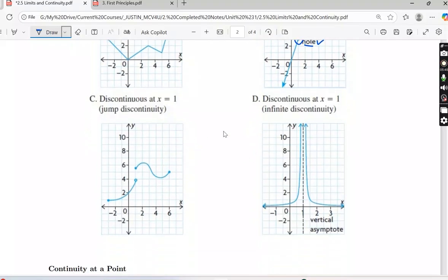Here's a jump discontinuity. That's when we approach a point, and then it jumps. Essentially, look at this gap here. It jumps at x equals 1. So this is what we call a jump discontinuity.